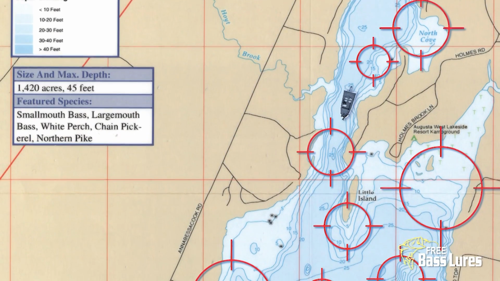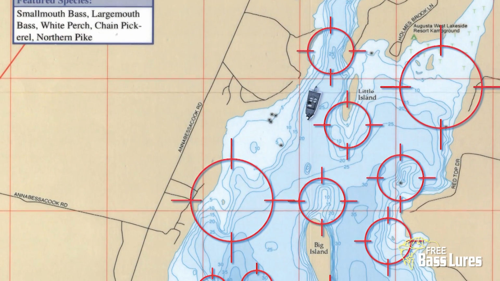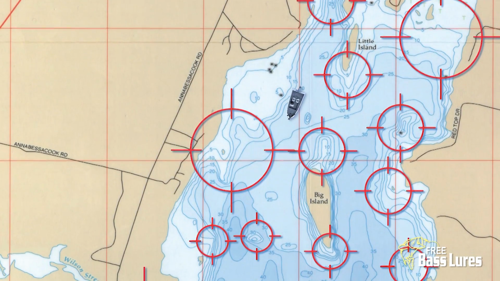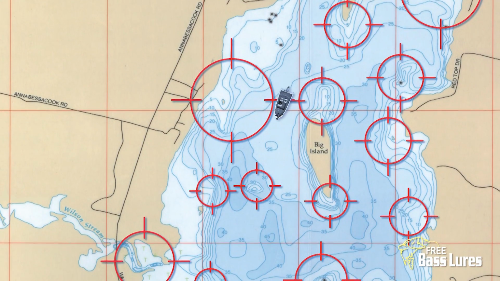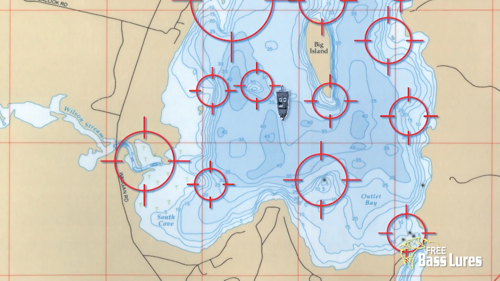A prime area is a spot that has at least 3 of the 6 structure elements I mentioned earlier, and some type of cover, whether it be rocks, weeds, wood, or anything else. Let's look at some of these prime areas.